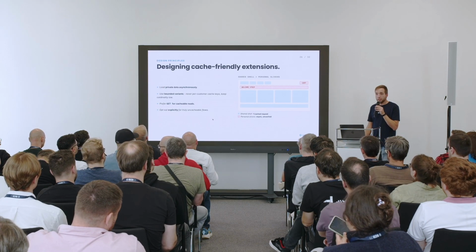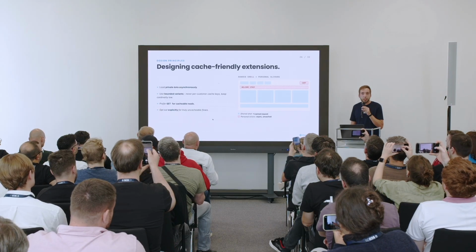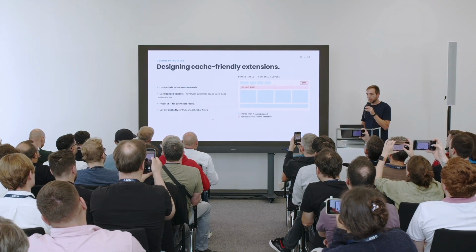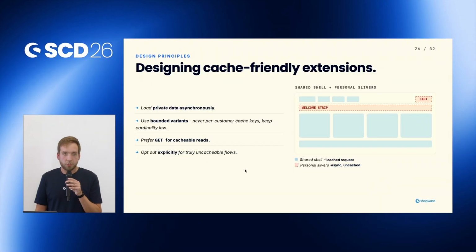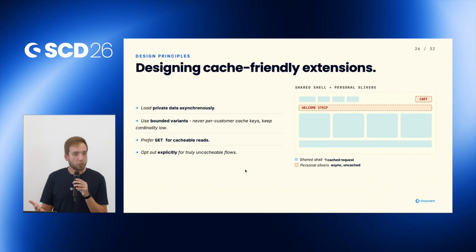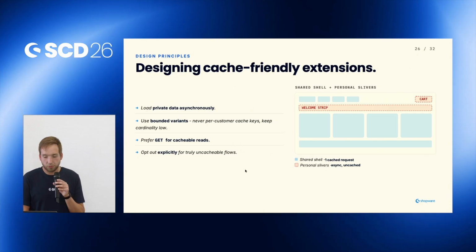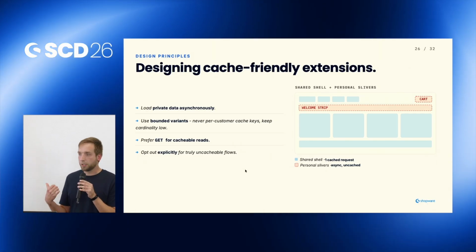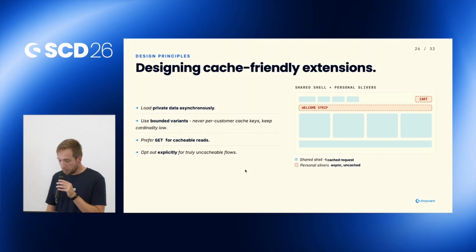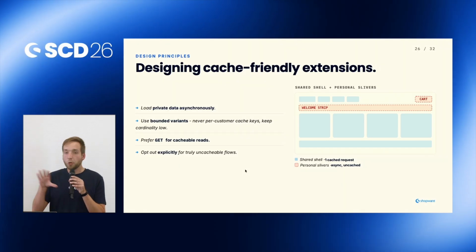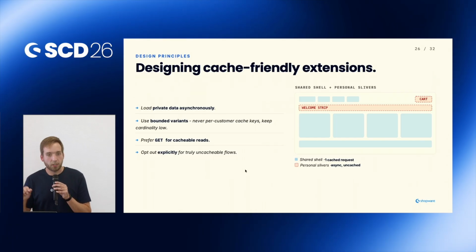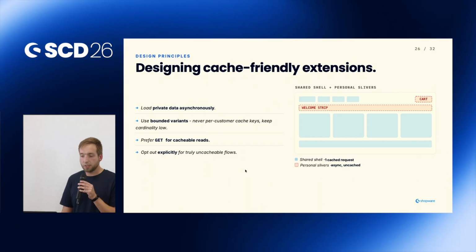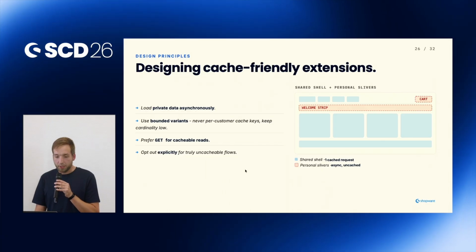Then for some design principles, how do we design cache-friendly extensions or also cache-friendly projects? The main point really is to load private data asynchronously and not put it into the main page request. So the idea, you can see that on the mockup in the right side, most of the page should still be cacheable, and then you only make the parts dynamic and load it asynchronously that really need to be dynamic.